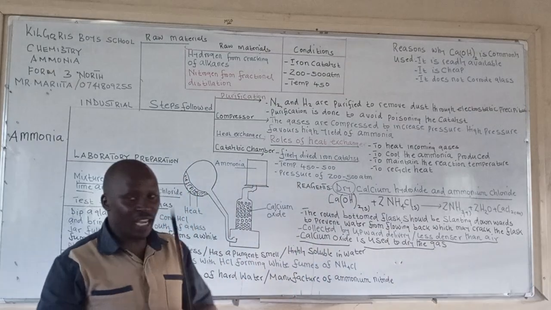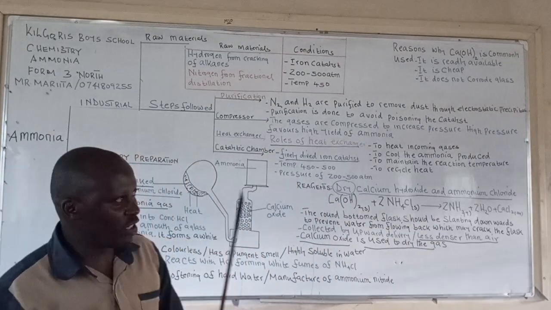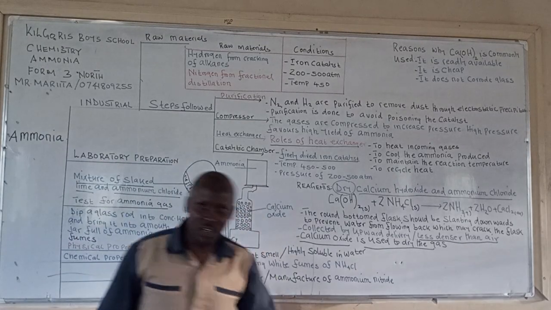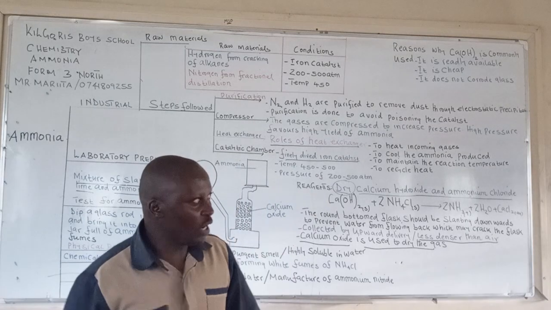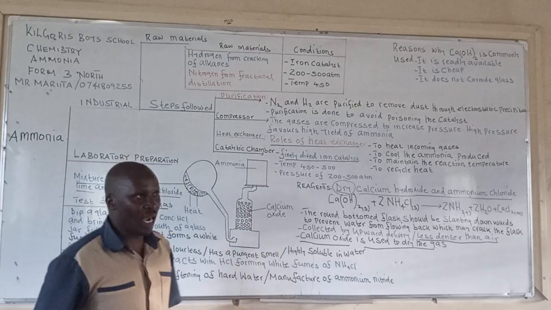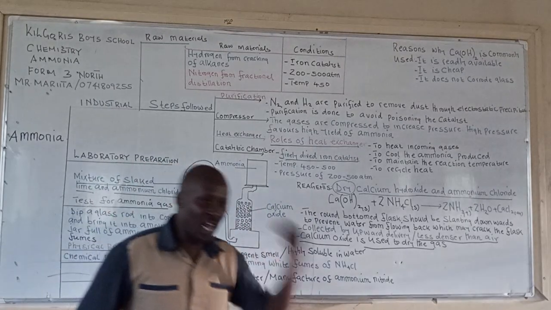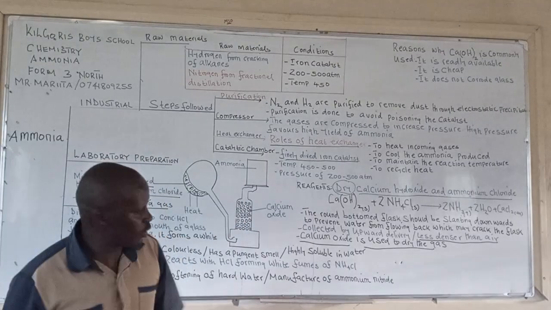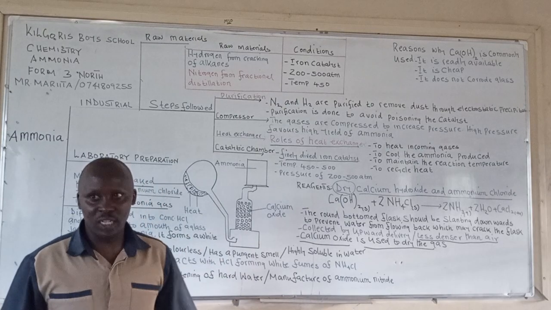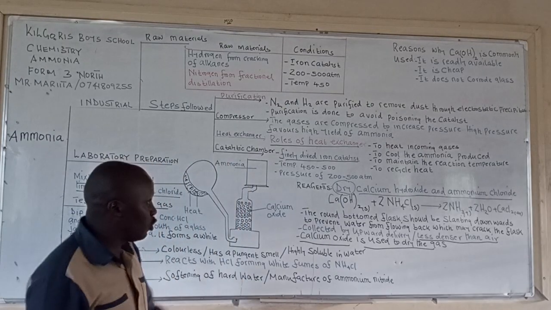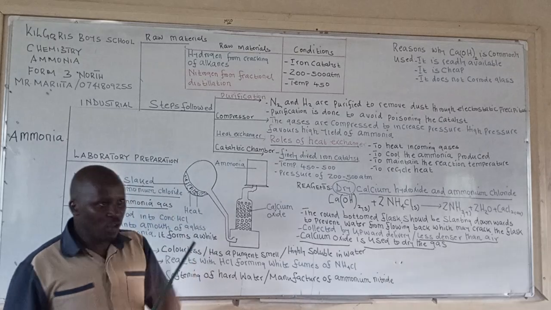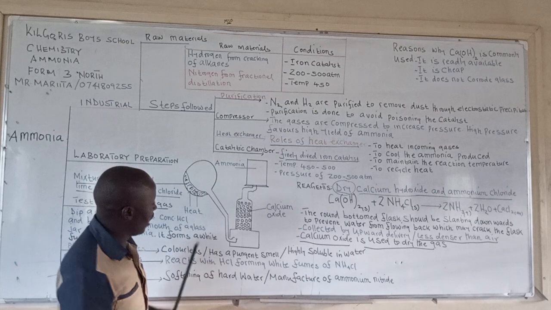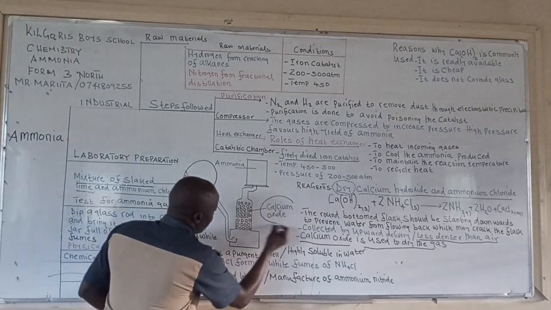We have some other drying agents, for example, concentrated sulfuric acid, and anhydrous calcium chloride. The two cannot be used to dry the ammonia gas because the ammonia gas will react with the concentrated sulfuric acid to form ammonium sulfate. It can react with the anhydrous calcium chloride to form a complex compound. So the two will not be used to dry the gas. So the most suitable drying agent for ammonia gas is calcium oxide.